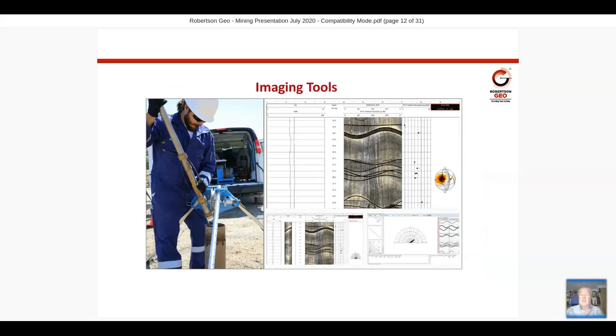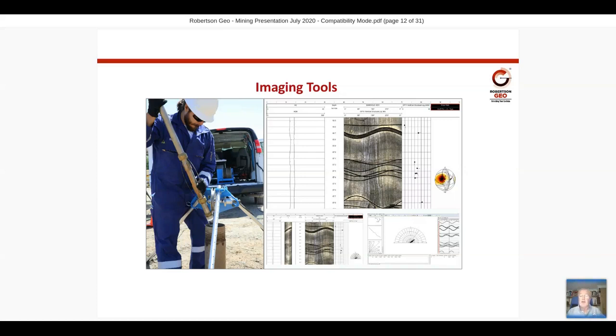So first, I'd like to talk to you about imaging tools. And by imaging tools, we mean tools that give you a picture, either optically or acoustically, of the borehole. The image you see there on the right, again, is an optical televiewer being placed into a borehole with a centralizer just above the OPTV window, which allows the tool to be placed centrally in the hole for optimum measurements.